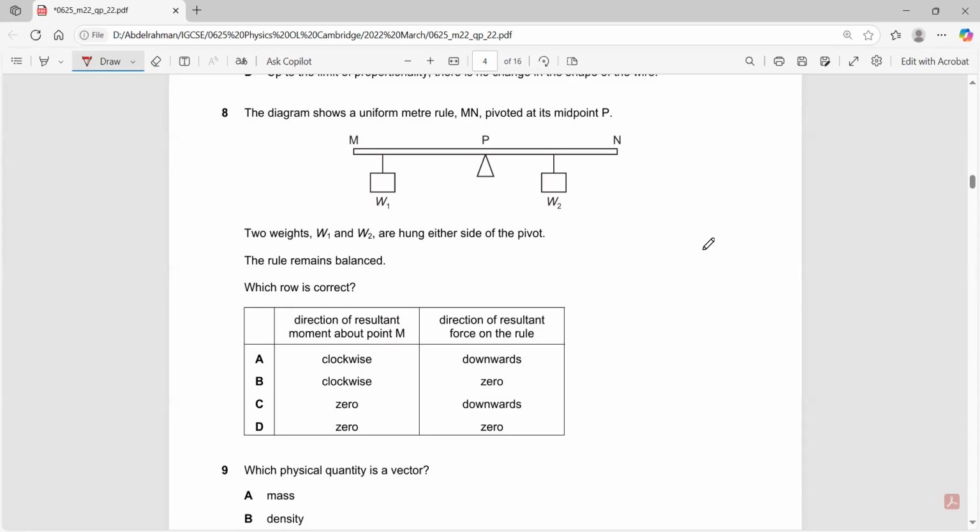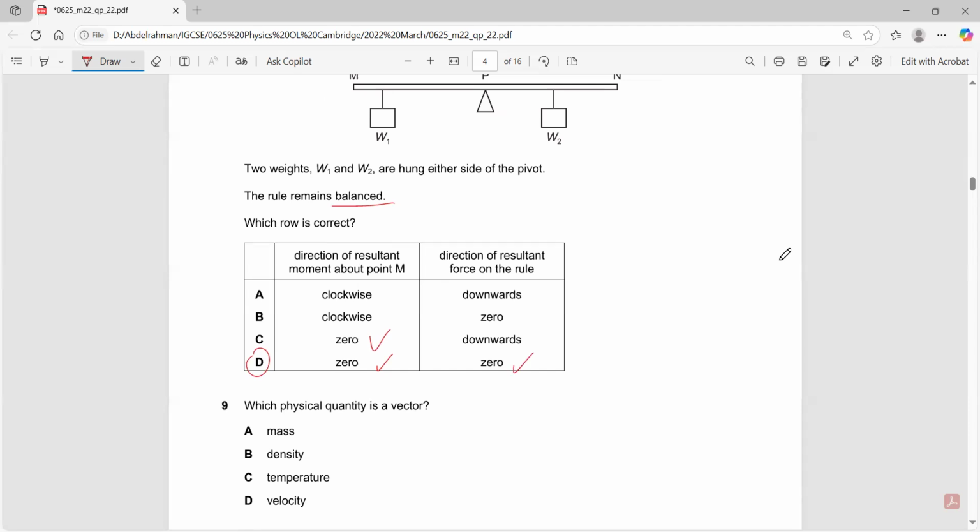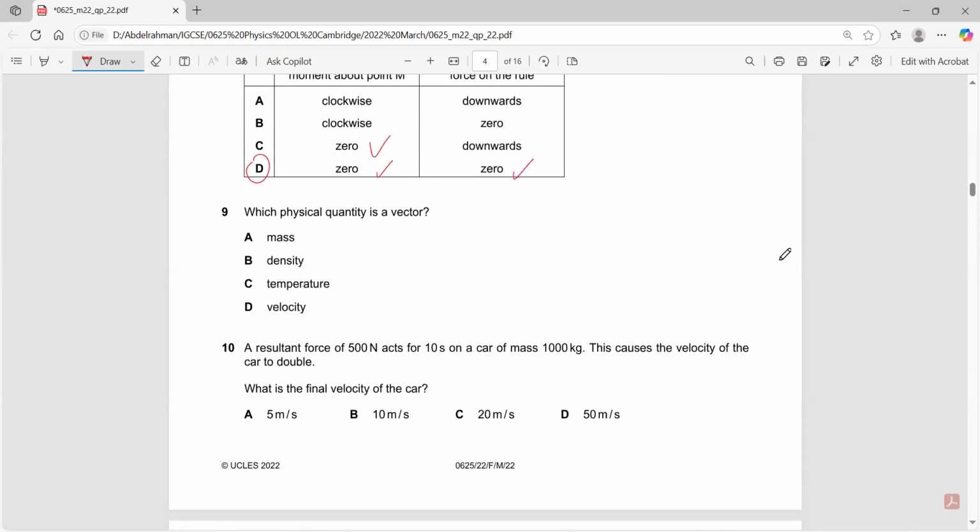Direction of the resultant force. If the ruler is balanced, then the resultant force would be zero, right? Resultant force is zero. The resultant moment is also zero, right? Why? Because this is in equilibrium. Resultant force is zero and resultant moment is zero.